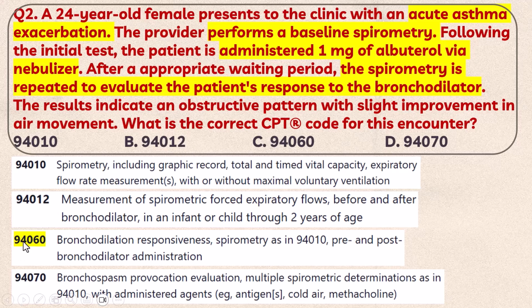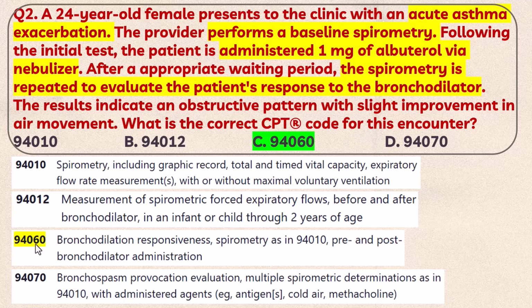When you look at the other answer, 94060, bronchodilation responsiveness, spirometry as in 94010, that is here, pre and post bronchodilator administration. So that is the correct description here. So pre bronchodilation, they are baseline spirometry. After bronchodilator, another reading done. So the correct code will be answer C.